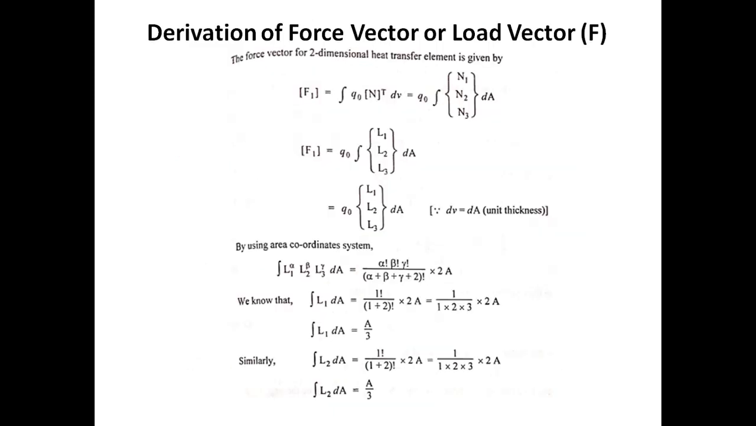Okay, and F2 is equal to Q12 S12 divided by 2 into the vector 1 1 0, and F3 is equal to H T12 Ti infinity S12 divided by 2 into the vector 1 1 0. So F1, F2, F3 values are finally concluded here. That means the force vector for the two-dimensional heat transfer element.